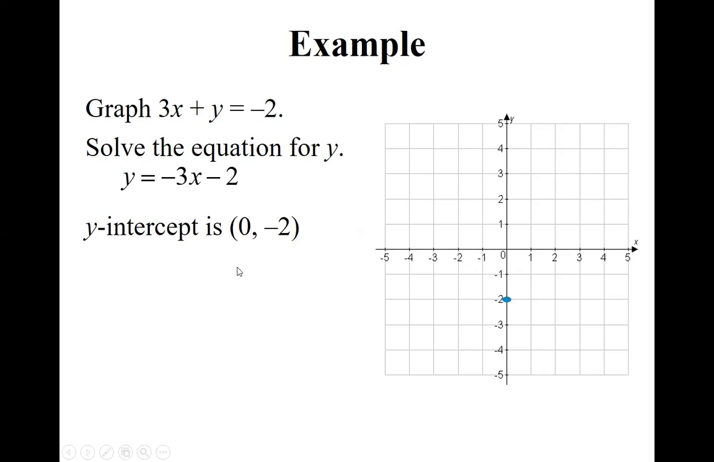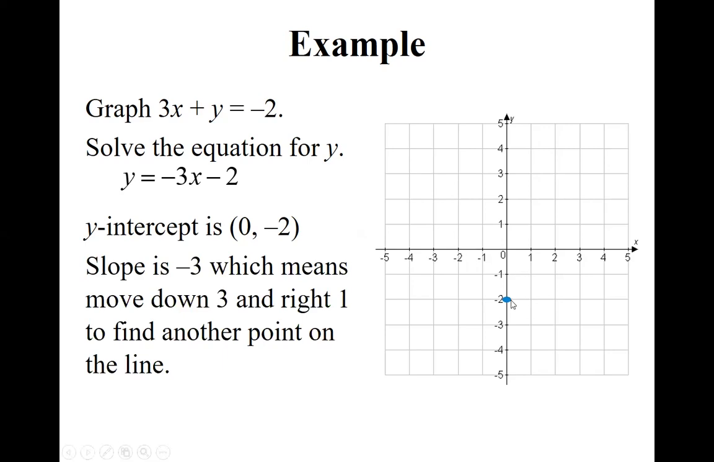So take our y-intercept and plot it: -2 on the y-axis. And then -3 as a fraction would be -3 over 1. -3 on top means down 3. +1 on the bottom means right 1. Down 3 and right 1 from this point would be the point 1, -5. And once we have our second point, we can draw the line through the 2 points.